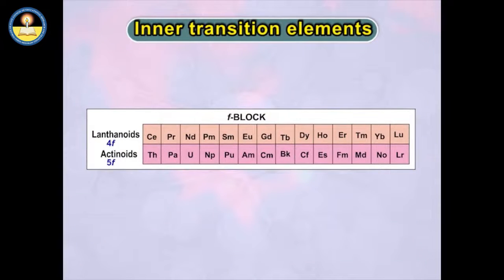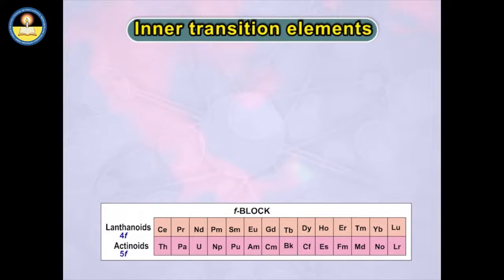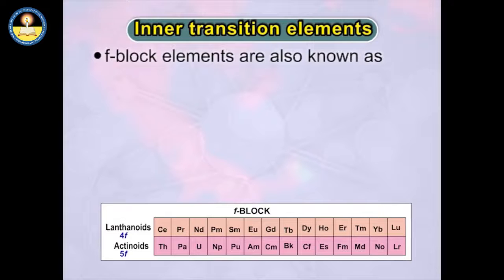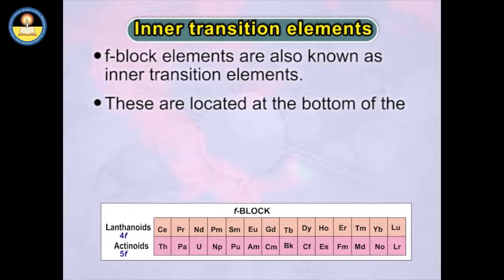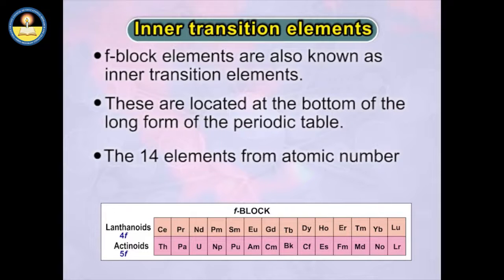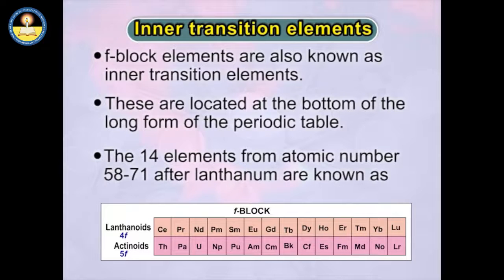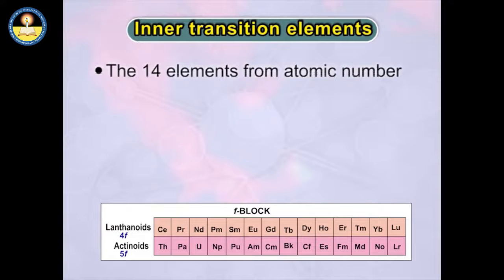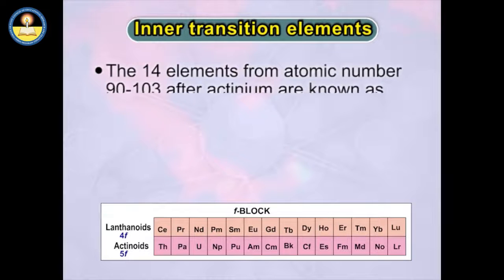Inner transition elements. F-block elements are also known as inner transition elements. These are located at the bottom of the long form of the periodic table. The 14 elements from atomic number 58 to 71 after lanthanum are known as lanthanoids. The 14 elements from atomic number 90 to 103 after actinium are known as actinoids.